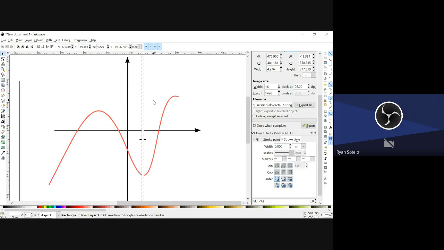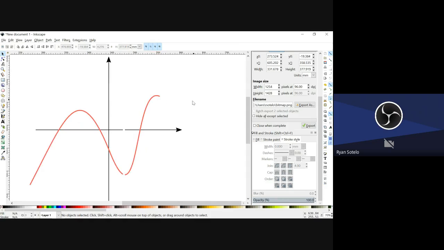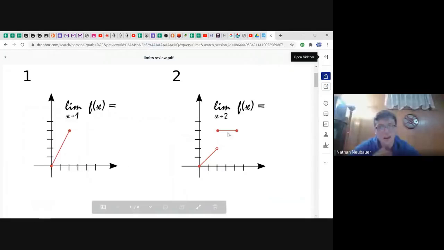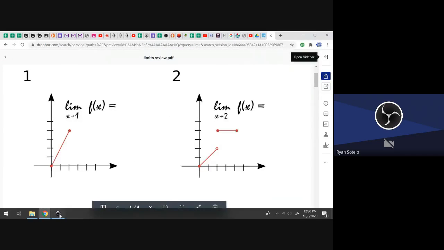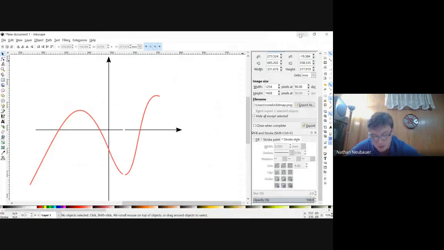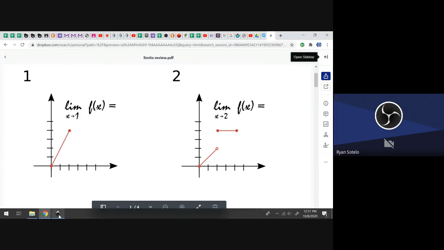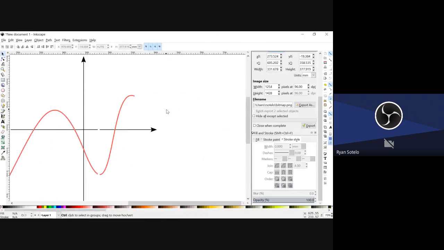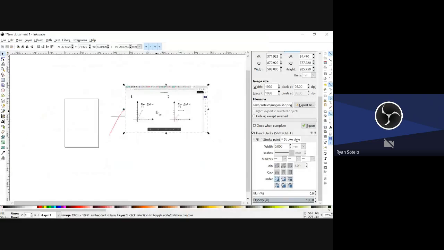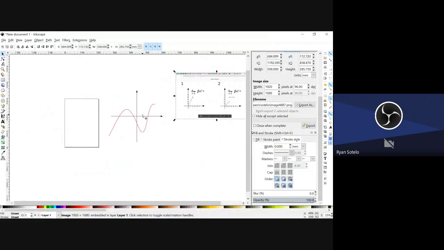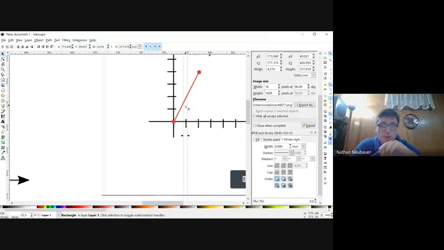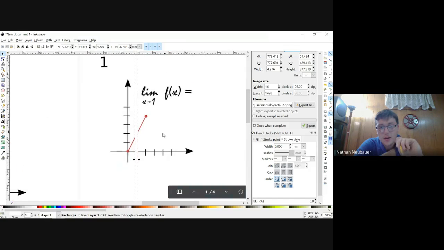So that's for... can you write that out? Write what out? Like the limit. So it'll be limit approaching x. Here, let me take a screenshot. Yeah, it would be x equal, or x with the little arrow.